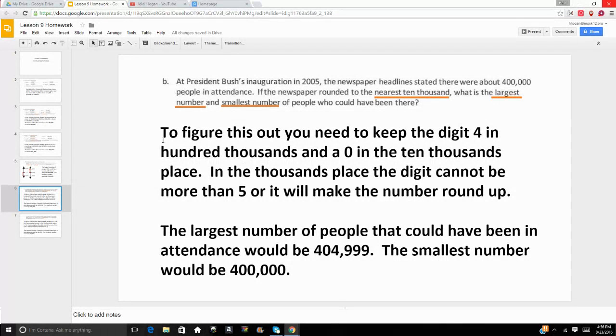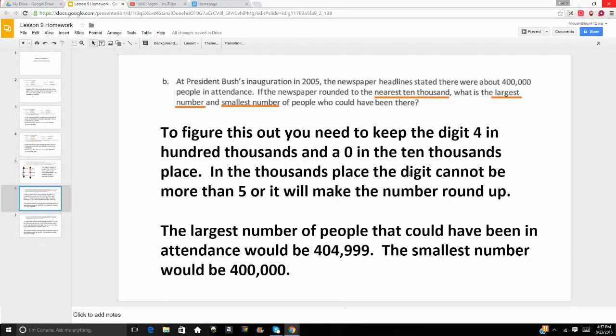So I kind of wrote down what I was thinking, and I said, to figure this out, you need to keep the digit 4 in the 100,000s place, right? That has to stay, because we know that we're looking at the next place. So the 4 has to be there regardless. And a 0 in the 10,000s place, because that has to stay a 0, correct? It can't be a different digit. That has to be a 0.